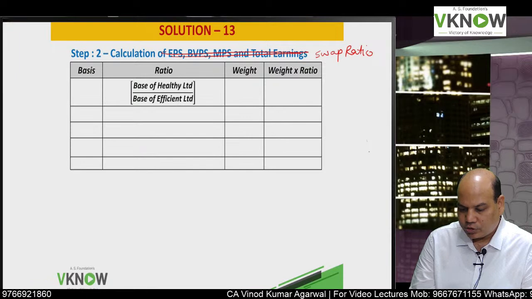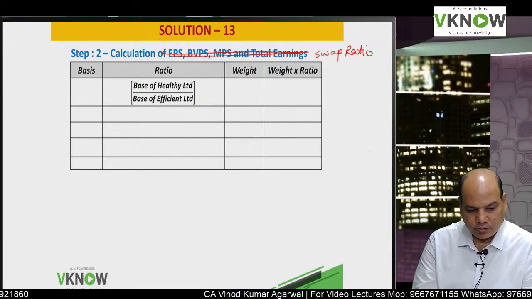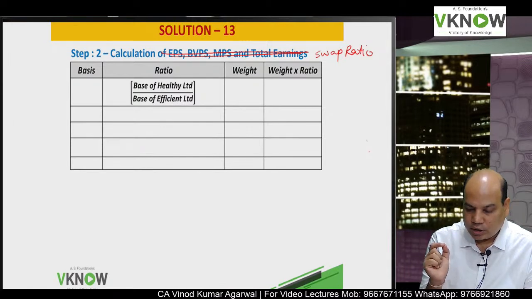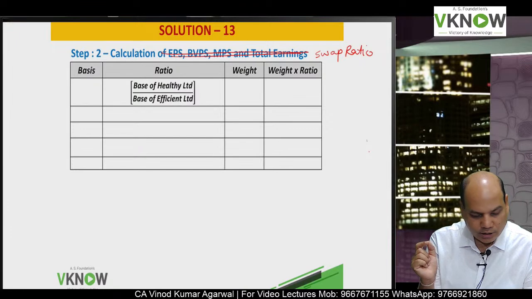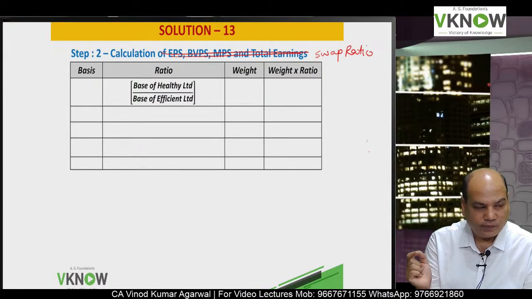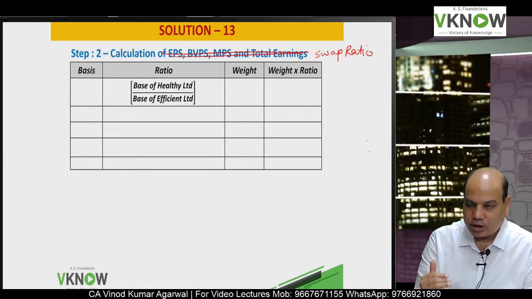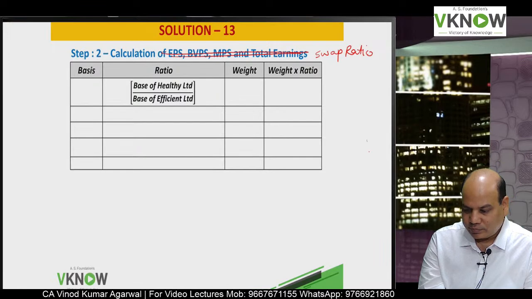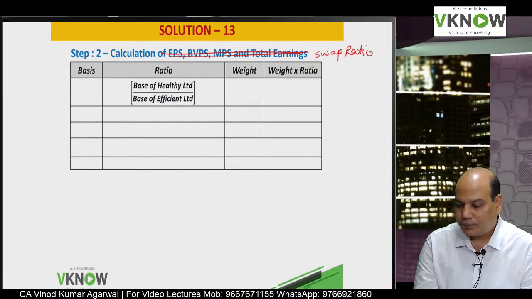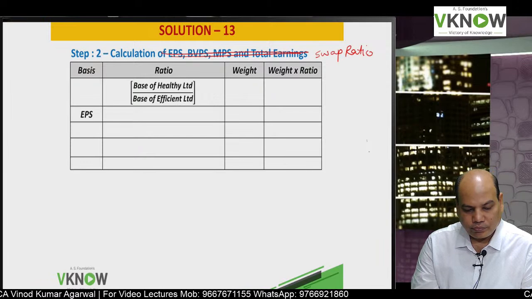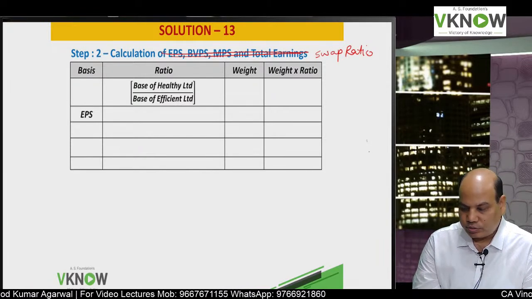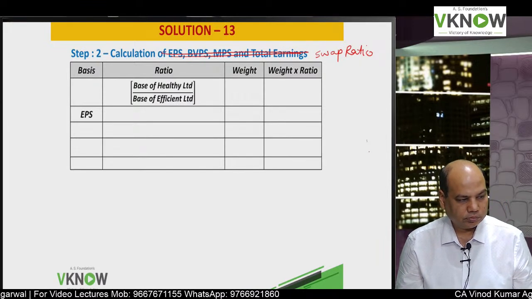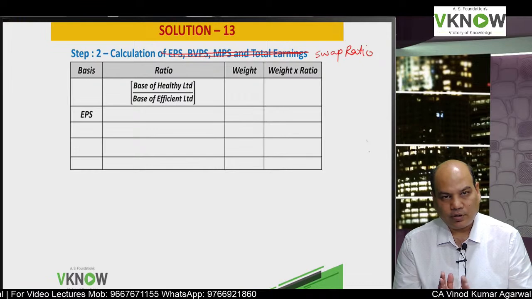Calculation of swap ratio. First column, write down basis. Second column, write ratio. Under ratio, write down base of Healthy Limited divided by base of Efficient Limited, target company upon acquiring company. Third column, write weight. Fourth column, weight into ratio. After that we'll solve one by one.